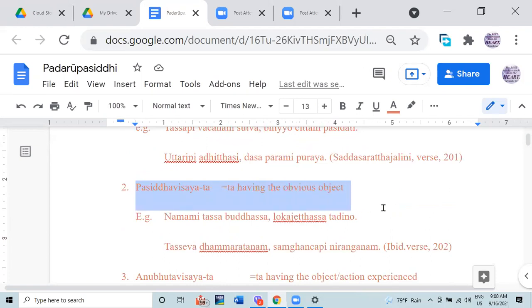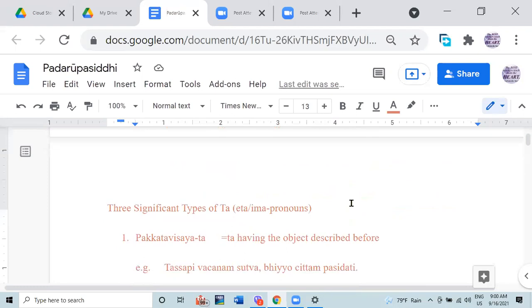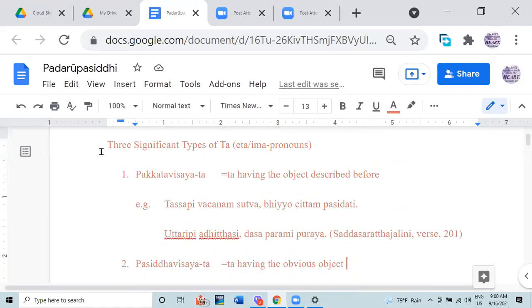Okay, so three types of ta. What are they? Very important. Although we say ta, it means eta, ima also included. Number one is pakanta visyata. Pakanta, visya and ta.